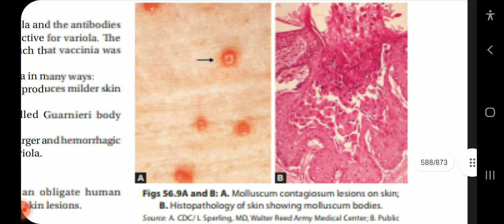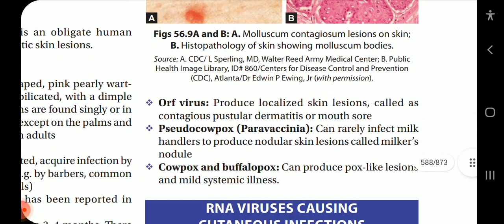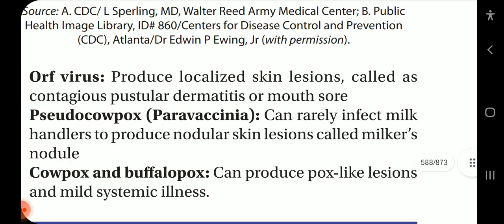In this figure, we can see molluscum contagiosum lesions on skin, and in figure B, we can see the histopathological slide of skin showing molluscum bodies. Orf virus produces localized skin lesions called contagious pustular dermatitis or mouth sore.